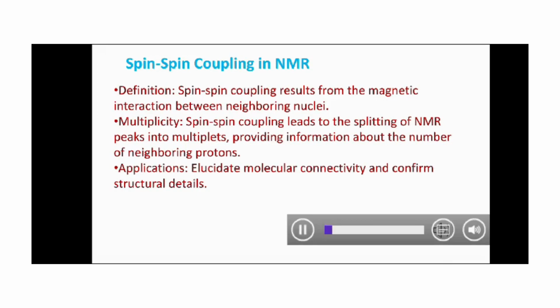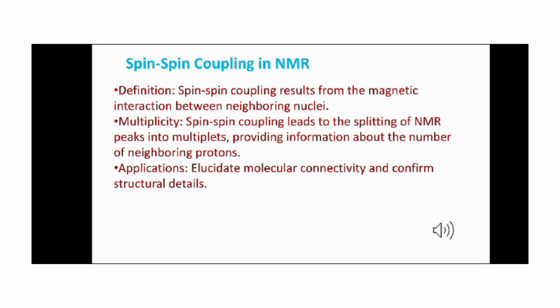Spin coupling in NMR. Definition: spin coupling results from the magnetic interaction between neighboring nuclei. Multiplicity: spin coupling leads to the splitting of NMR peaks into multiplets, providing information about the number of neighboring protons. Application: elucidate molecular connectivity and confirm structural details.